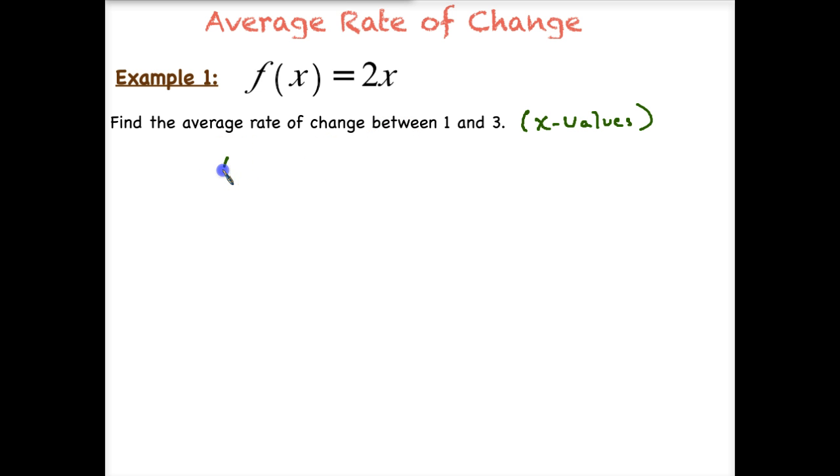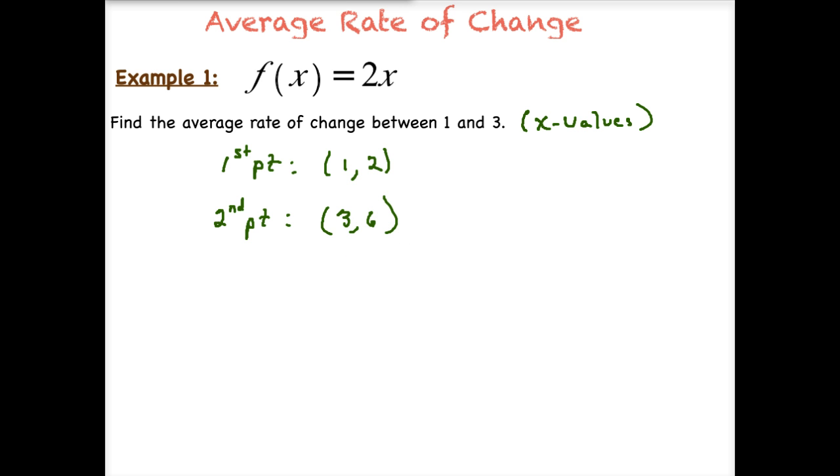So let's take our first point because we need 2 points. For our first point, we know that x is 1. All we have to do is plug it in order to get y. 2 times 1 is 2. That's y. Now we can look at our second point. For our second point, we have the value 3, and when we plug that in, we get 6.